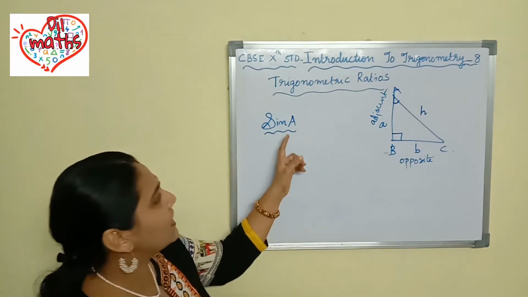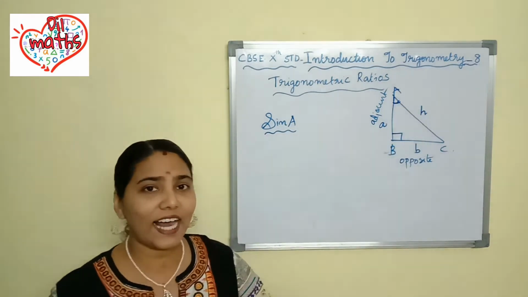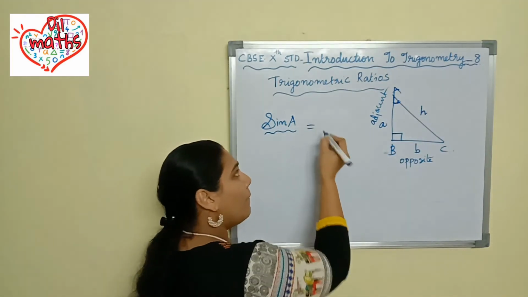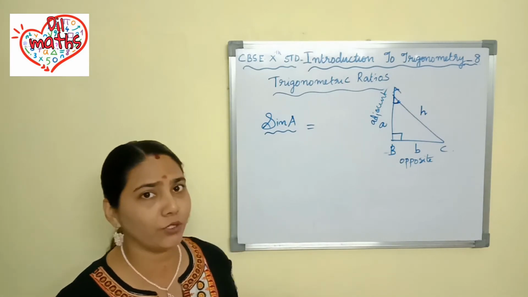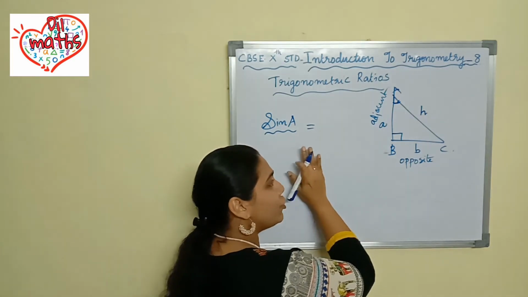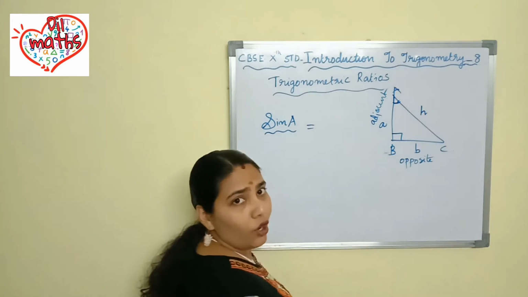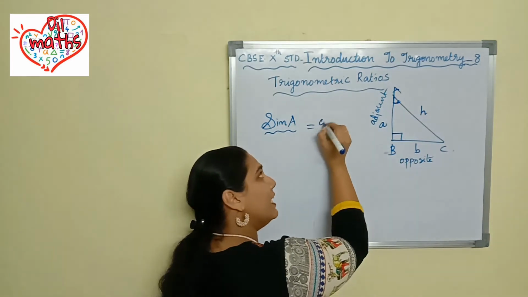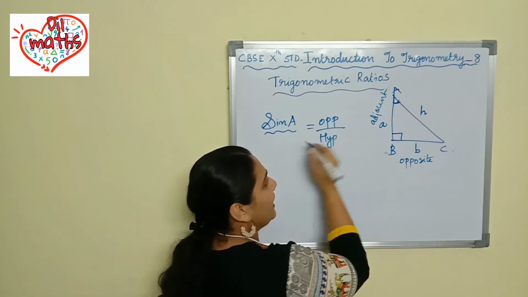Okay. A is the angle we took here. So this is A, isn't it? So sine A means the ratio between the opposite side and the hypotenuse is called sine. Opposite side divided by hypotenuse is sine A.